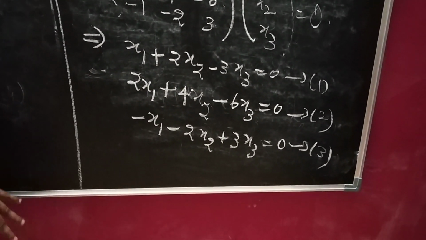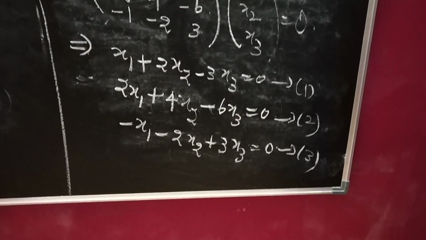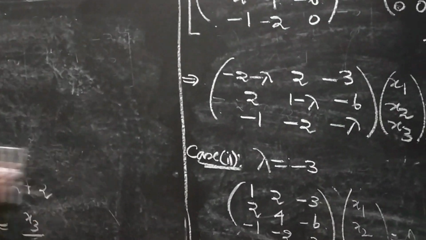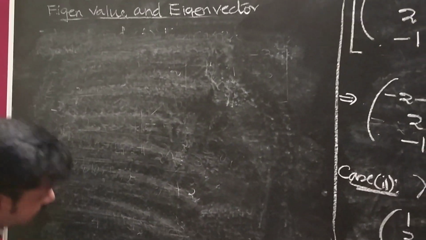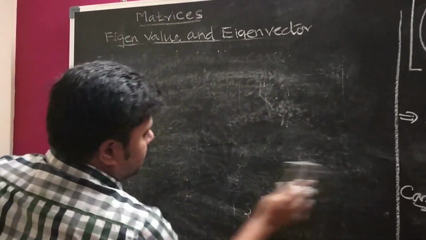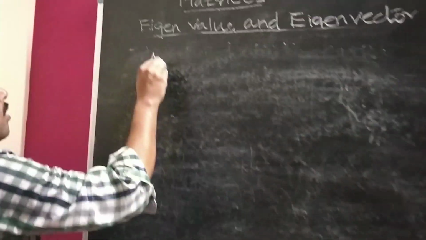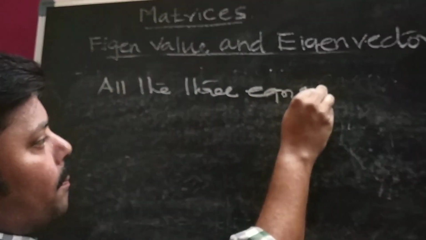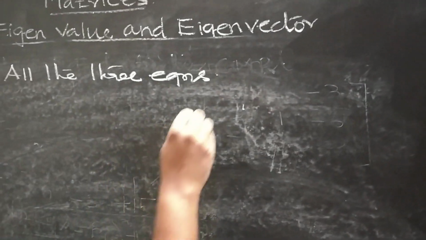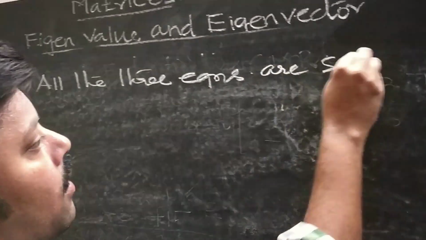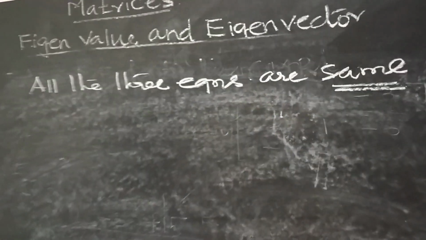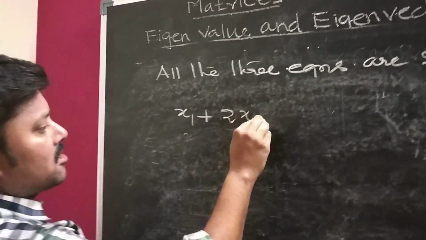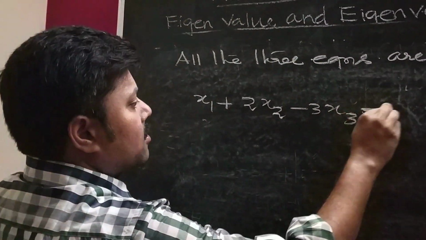So consider the first equation, right? All the three equations are same, so we cannot apply cross multiplication rule here. Underline the word same. So what is the first equation? Consider the equation x1 plus 2x2 minus 3x3 equal to 0.